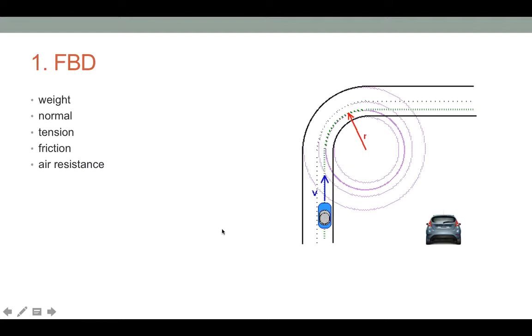Okay, forces that will be acting. Well, first we're going to ignore air resistance. Cars can move fast enough that we may need to worry about air resistance. We're going to ignore it for simplicity's sake. Then we'd have to worry about the cross-sectional area of the car and its drag coefficient and whatnot. So we're going to ignore air resistance for the time being. Also here, we don't have to worry about tension because there are no ropes or cords attached to the car. So all we have to worry about is weight, normal, and friction.